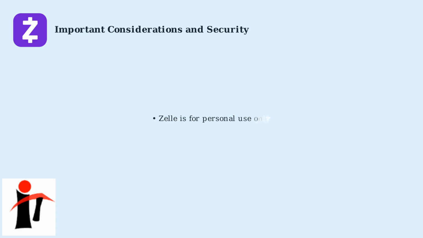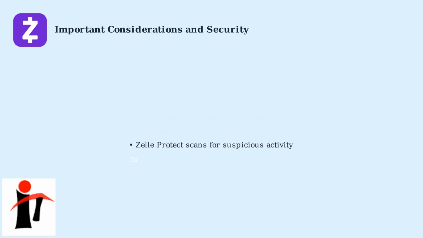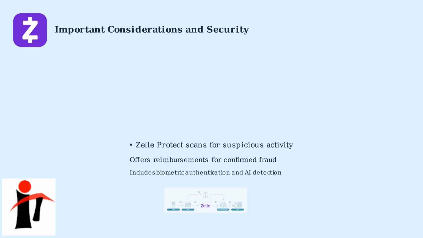Zelle is designed for personal peer-to-peer payments only. It should not be used for business transactions or sending cryptocurrency, as it's not equipped for those purposes and may violate terms. For enhanced security, Wells Fargo's Zelle Protect feature automatically scans transactions for suspicious activity using AI. It offers instant reimbursements for confirmed fraud and incorporates biometric authentication, like fingerprints, to reduce unauthorized access.